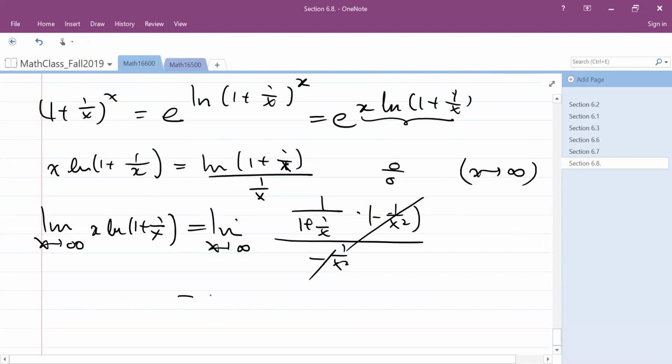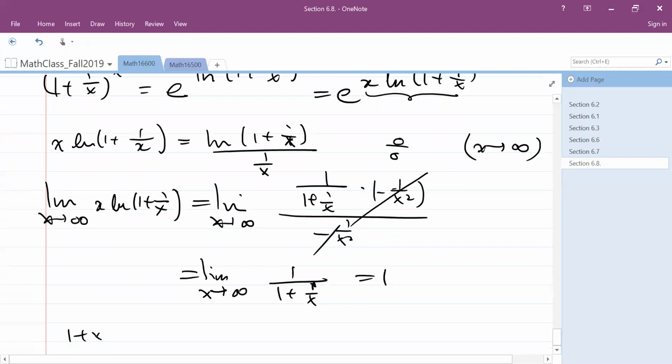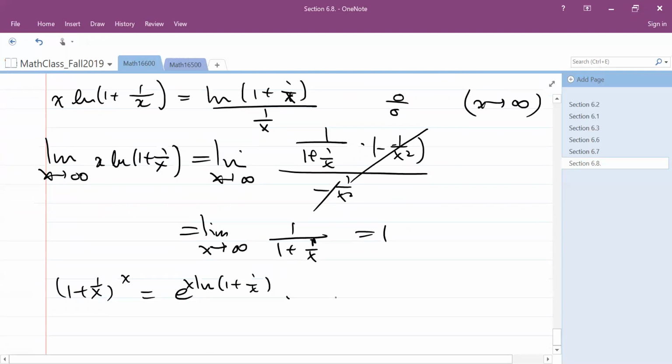You will get, and then clearly this is going to be 1. Yeah, this is going to be 1. So you plug in 1 and go back to the original expression: (1 + 1/x)^x is e to the natural log, right? So now you know the limit is going to be 1 as x approaches infinity. So the answer is e.